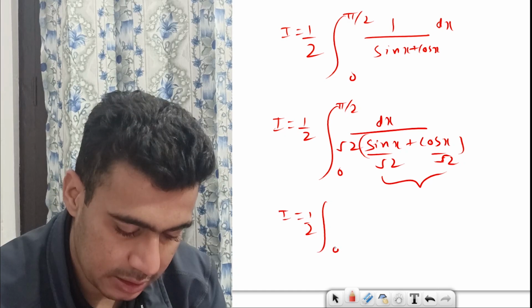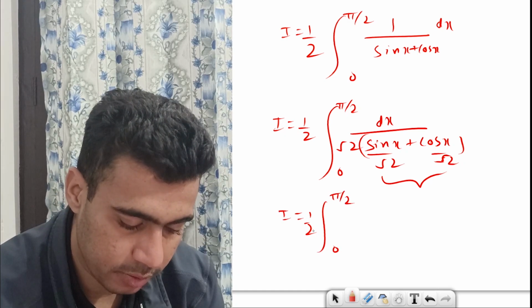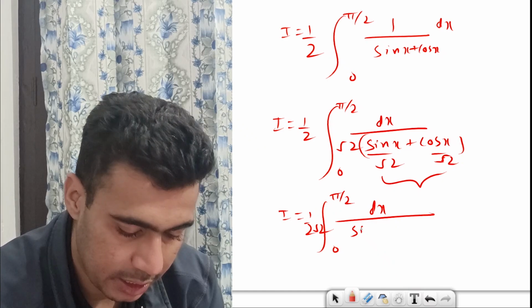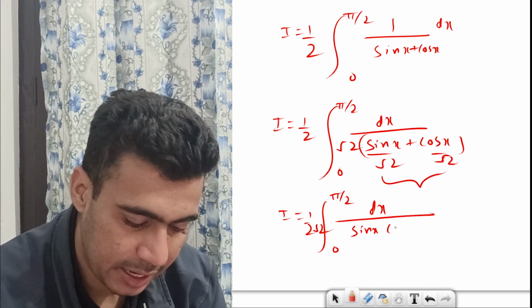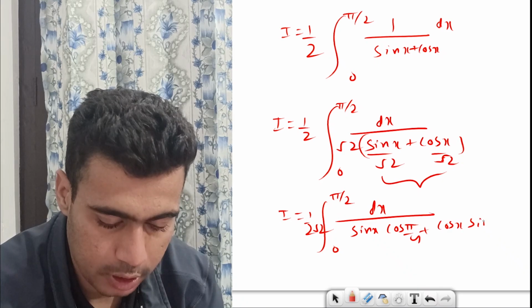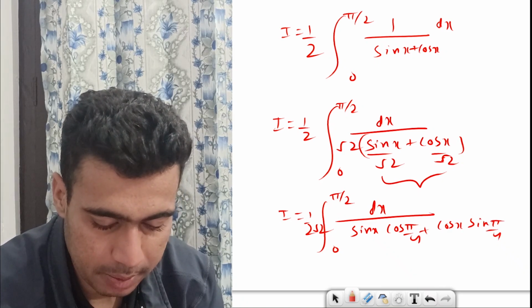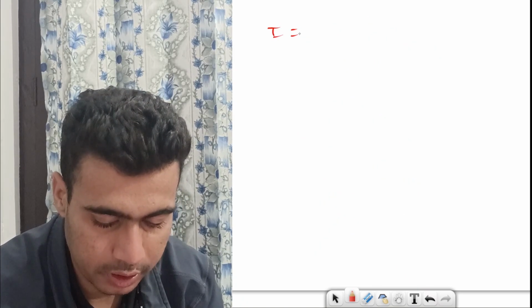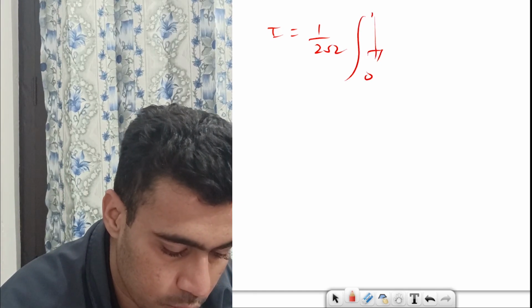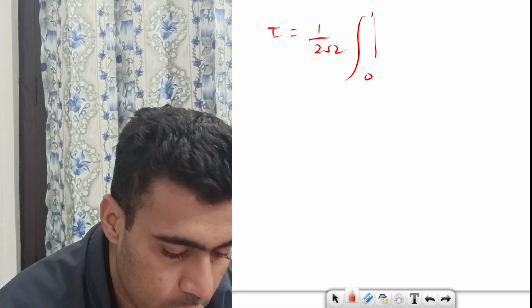Or I can take one more step to explain. It is 1 by 2, 0 to pi by 2. Root 2 I can take outside, dx over sin x times 1 by root 2, which I can write as cos pi by 4, and then cos x and sin pi by 4. Now you know very well it's looking like a sin(a plus b) expression. So 1 by 2 root 2, 0 to pi by 2.